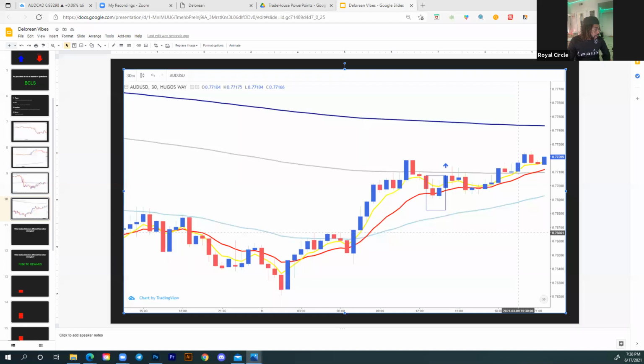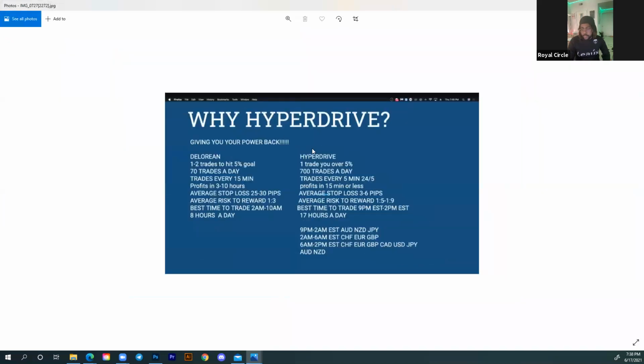Now, what I need to show you guys is this here. The power of Hyperdrive. Depending on how much risk you put in one trade, you still play it the same way you would play Delorean, 1 to 2%. If you catch one Hyperdrive trade and play that multiple times off of one trade, you're definitely making your goal of 5% to 8% in a session. Really, you might hit 15, 20% in a day, depending on how good the trade is.